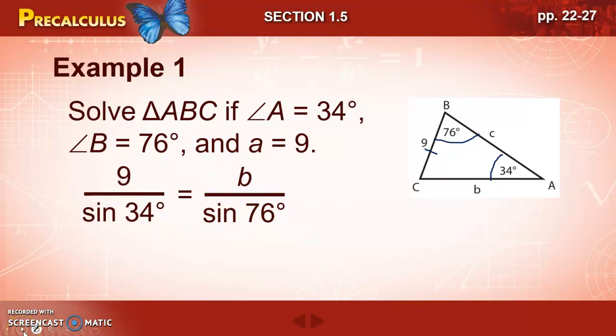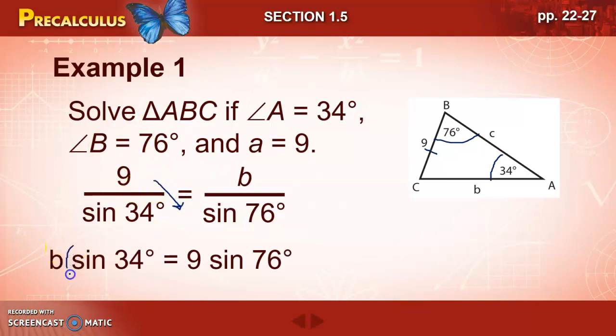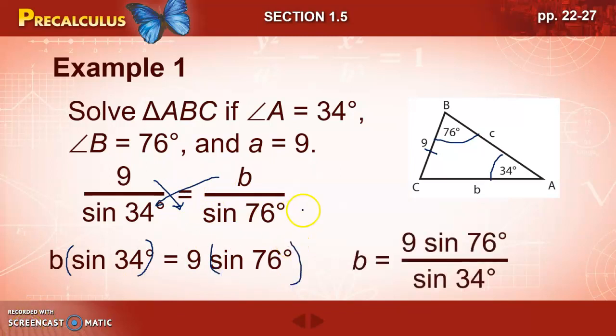Now solving this is like solving any other proportion that we've solved before. We're going to cross multiply. So we have b times the sine of 34 equals 9 times the sine of 76. To solve for b, we're going to divide both sides by the sine of 34. That will isolate our b. And when we've done that, we have 9 times the sine of 76 over the sine of 34. Now we can plug that into our calculator, and when we do so, we find out that b is approximately 15.6. We're being asked to round to the nearest tenth, 15.6.